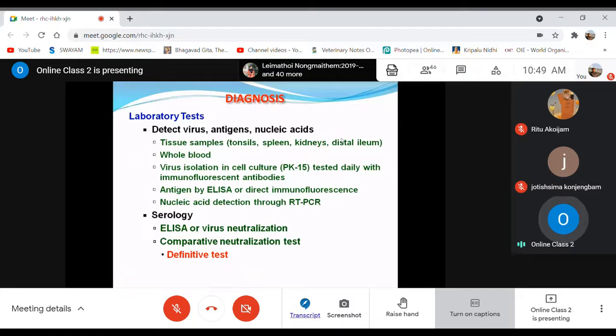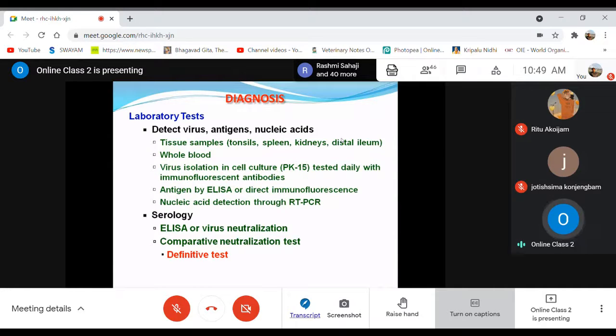Then you can go for confirmatory diagnosis by laboratory techniques for the detection of the virus or their antigens and nucleic acids. For that, samples like tissue samples, tonsils, spleen, kidneys, distal ileum, and whole blood can be collected from the affected animals, and you can go for virus isolation in cell culture, where PK15 can be used, with immunofluorescent antibodies. Then antigen can be detected by using ELISA or direct immunofluorescence, and the nucleic acid can also be detected by using RT-PCR, right?